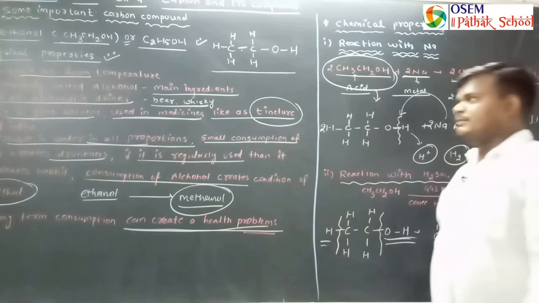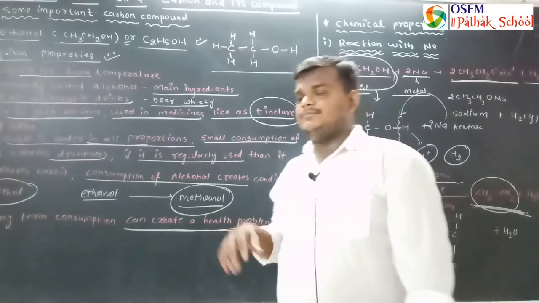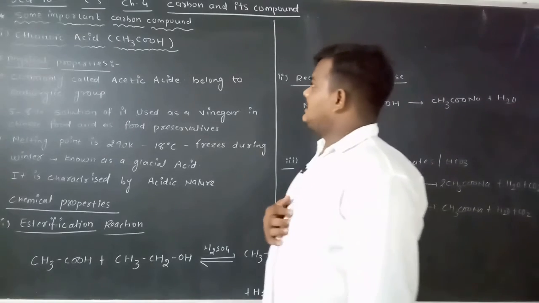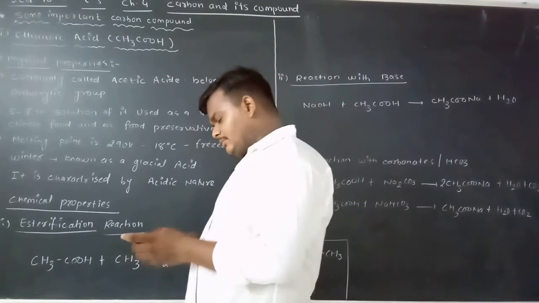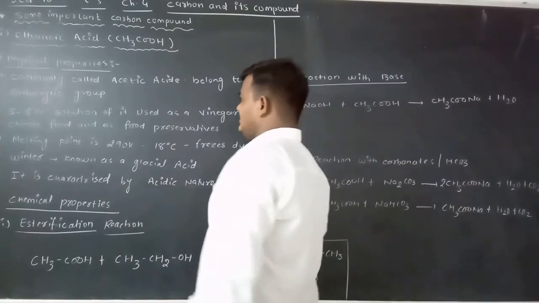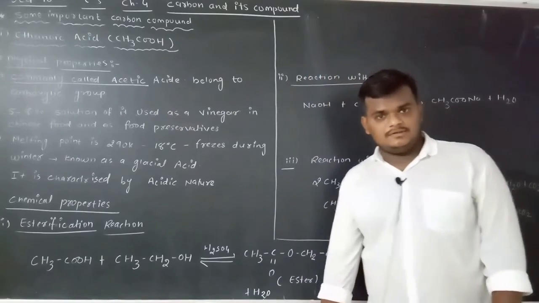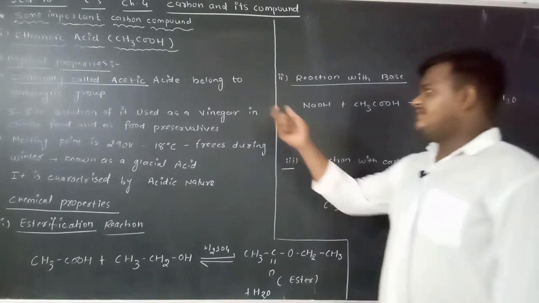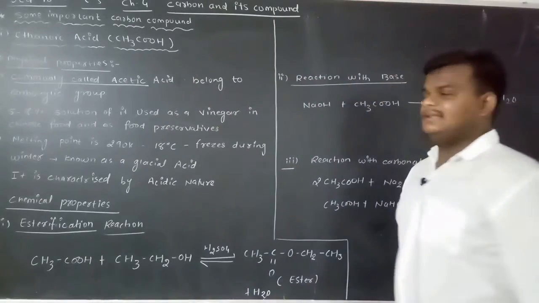So these are the properties of ethanol, physical properties and chemical properties. Now we are moving towards ethanoic acid. Let's look. Another carbon compound is ethanoic acid. So what are the physical properties of ethanoic acid? Ethanoic acid is commonly called acetic acid. The common name for ethanoic acid is acetic acid.